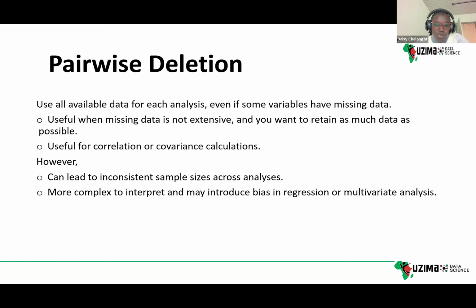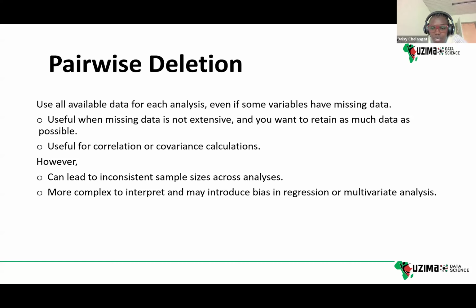The next one is pairwise deletion, and this is common when you are using basic methods like correlation analysis and covariance calculations. In this case, you use all available data for each analysis, and you only exclude the specific pair of variables when a missing value occurs in one of them. One major difference with listwise deletion is that with listwise deletion, you exclude an entire observation if any variable used in the analysis has a missing value.